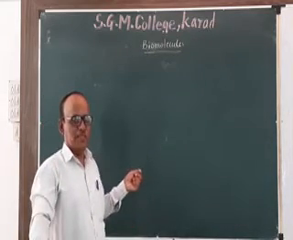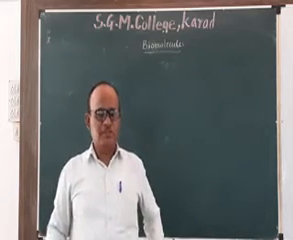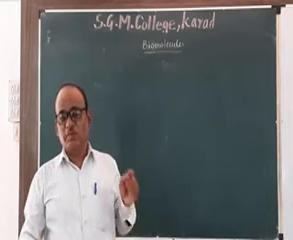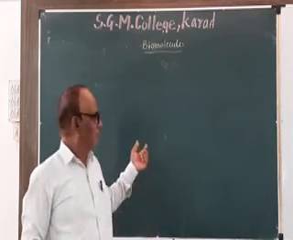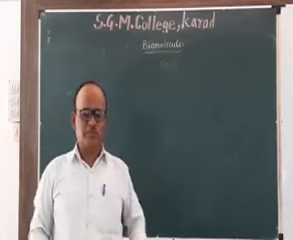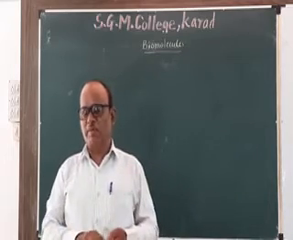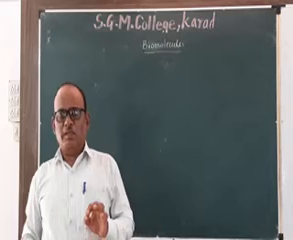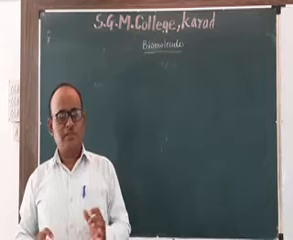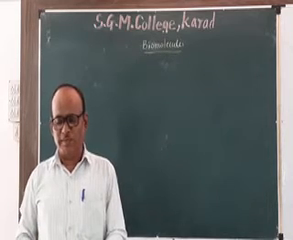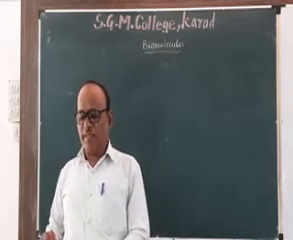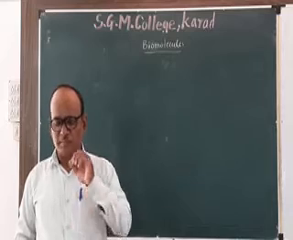These are three types: neutral alpha amino acids, acidic alpha amino acids, and basic alpha amino acids. There are a total of 20 alpha amino acids, but on the board not all are written. In your textbook 20 alpha amino acids are given, in which 15 are neutral in nature, the next two are acidic, and the remaining three are basic. So there are a total of 20 alpha amino acids in your syllabus.